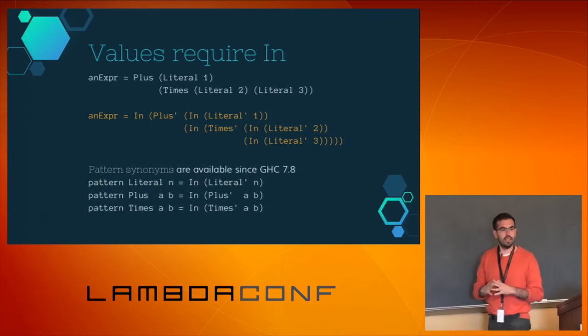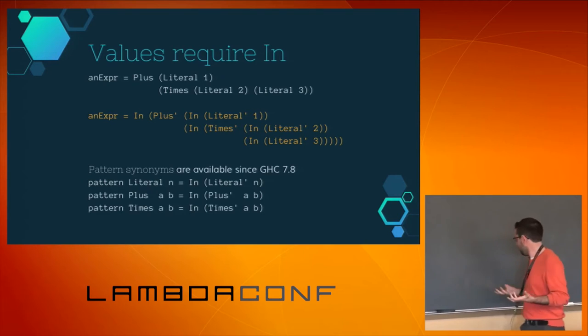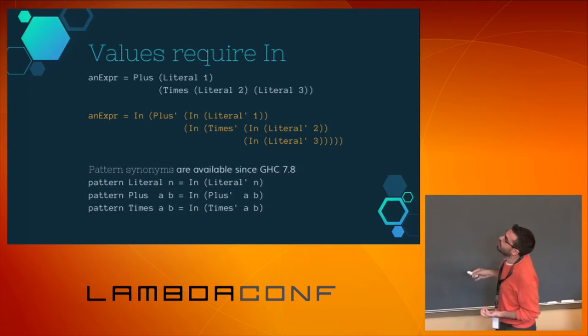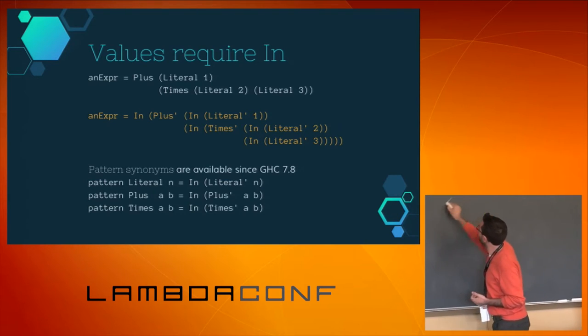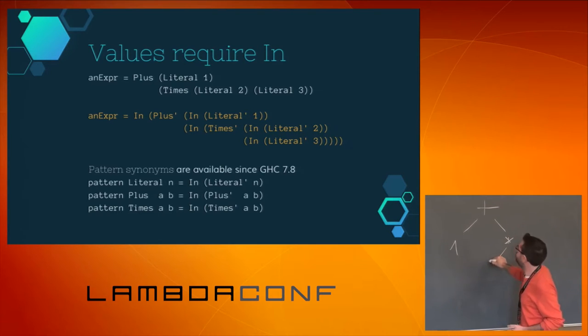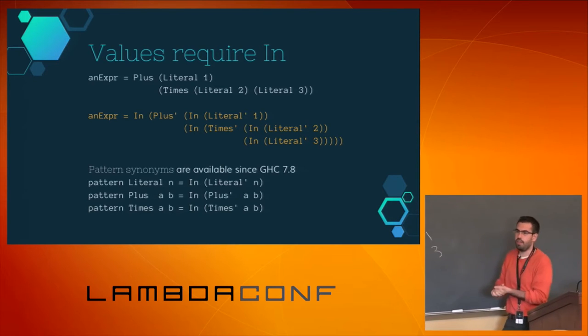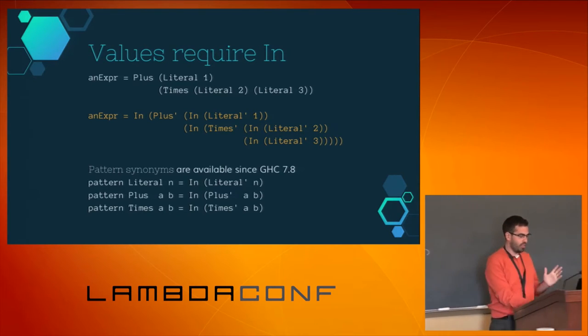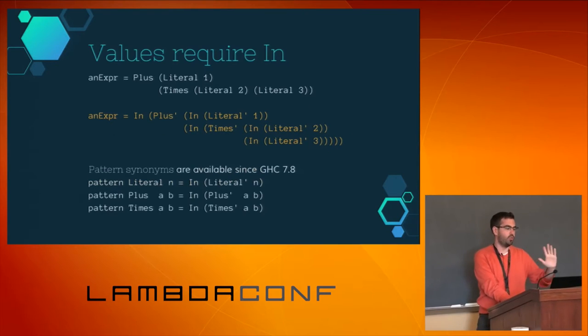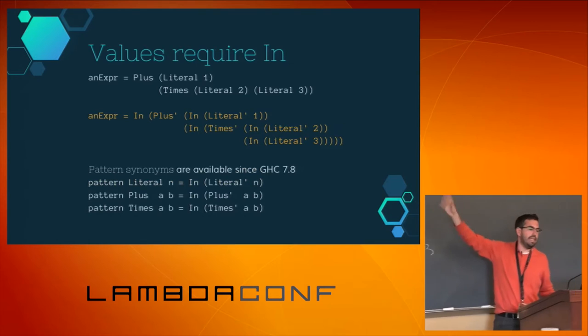The difference is that before we just wrote our expression. Imagine we want to do something like plus, then we have plus one, and here times two and three. And if we want to write this sort of thing using the white data type, we just write this. So we write plus, literal one. You know it, it's easy.